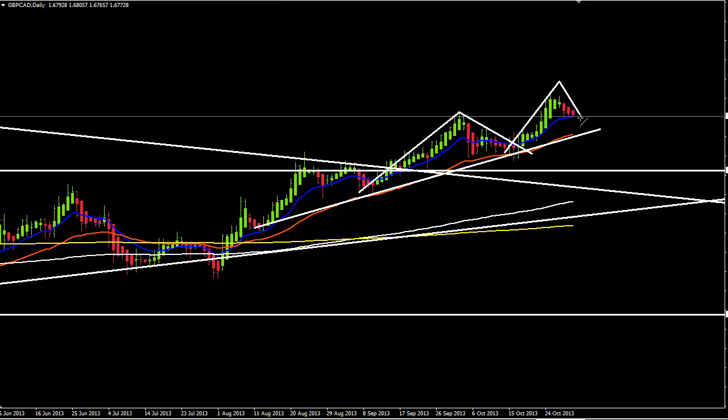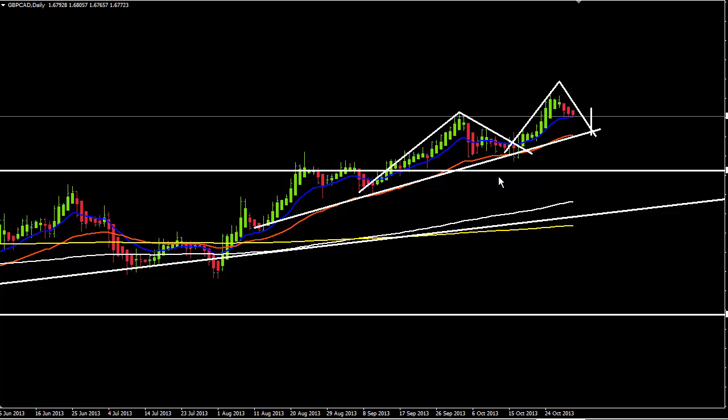We need to see what the price does. Will it bounce at the 12 or the 36? If it bounces on the 36, then we start looking again for new trades. Otherwise, we don't want to touch this. Got some emails, some questions about this pair, so that's really simple. There's not much to think about here.